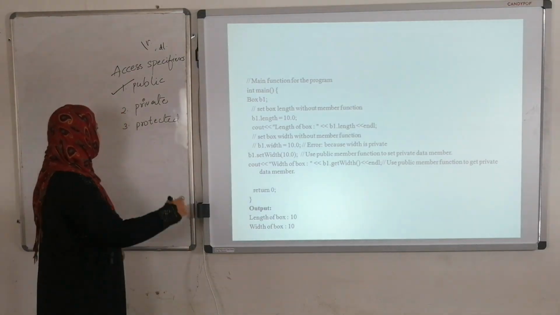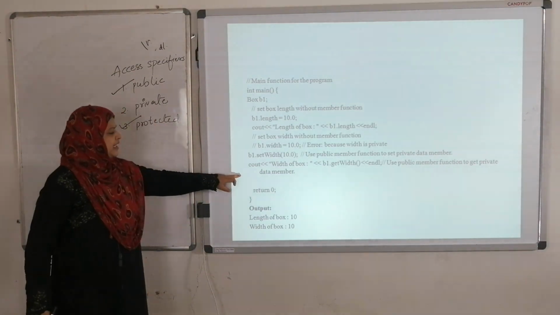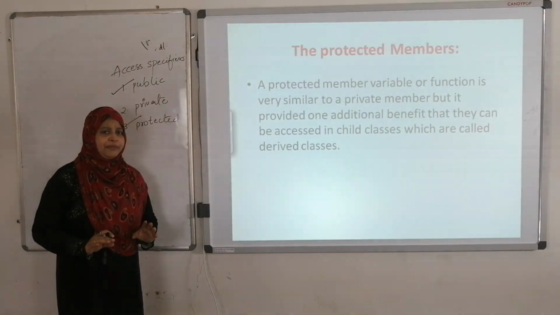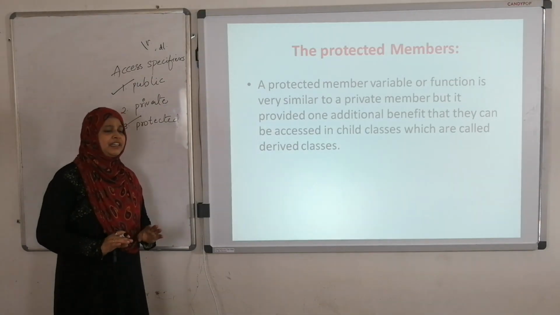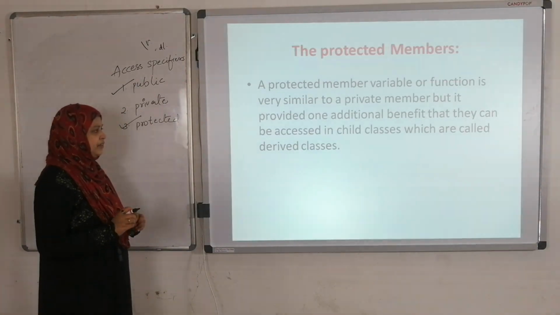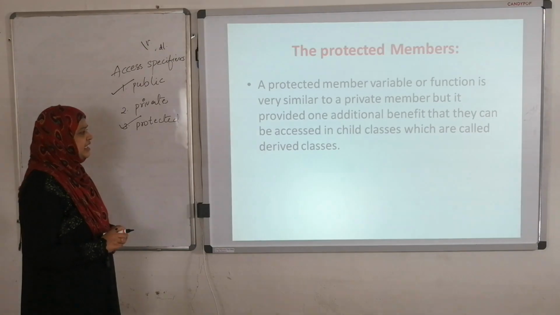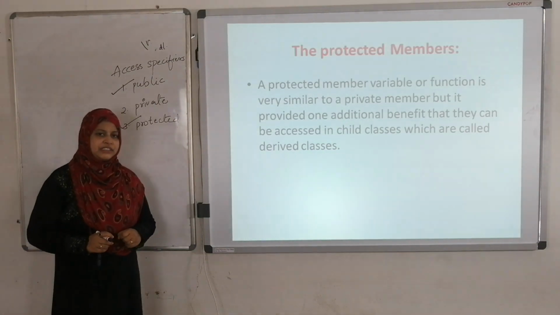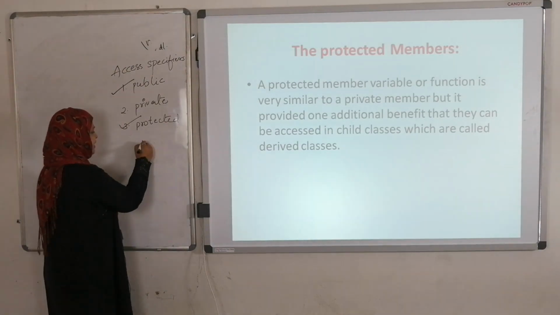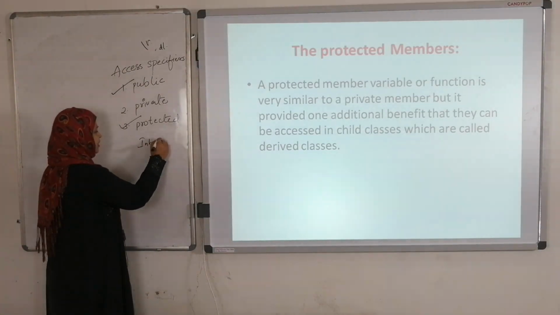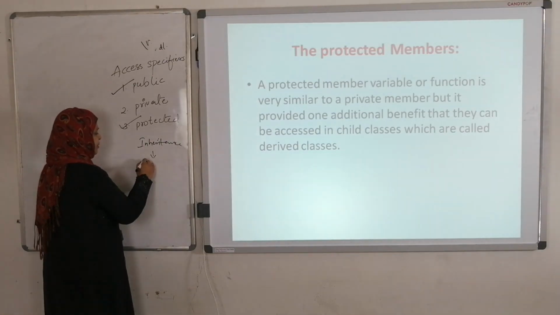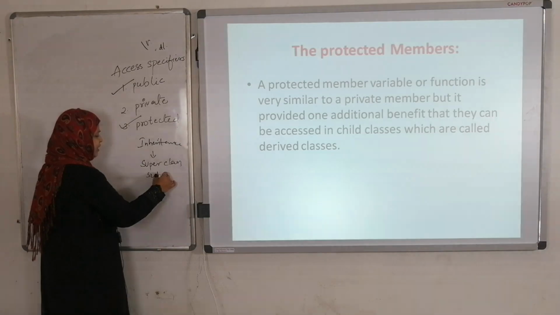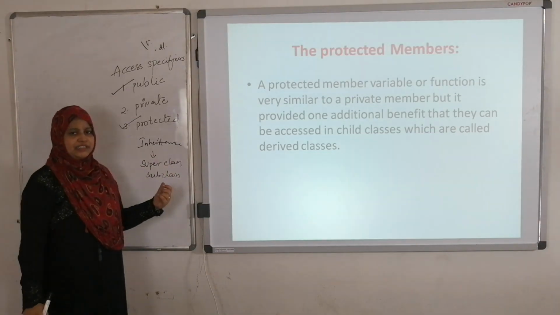Next one is the protected access specifier. In the protected access specifier, it is similar to a private data member, but only one additional benefit is there. That is, the child class is going to access the protected data members. Child class. In the inheritance concept, you are going to learn what is meant by super class, subclass, parent class, and child class.